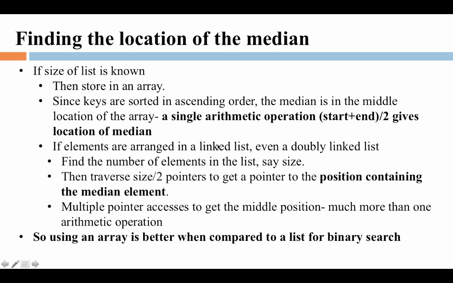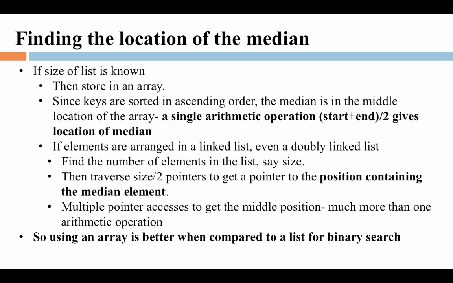Now if the elements are arranged in a linked list, let us assume that they are arranged in a doubly linked list. First we need to find the total number of elements in the list, which is the size. Then we have to traverse size by 2 pointers to get a pointer to the position containing the median element. I hope this is clear. So if you have 32 elements in the list, and the median element is the 16th element, you must traverse 16 pointers starting from the start pointer to get to the position containing the median element.